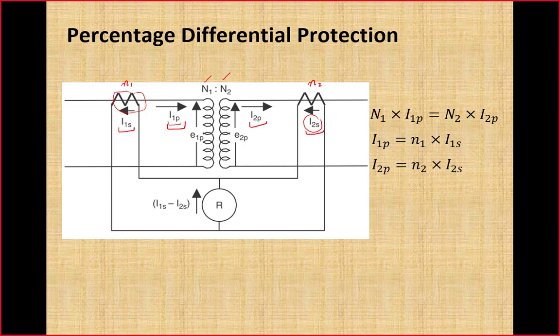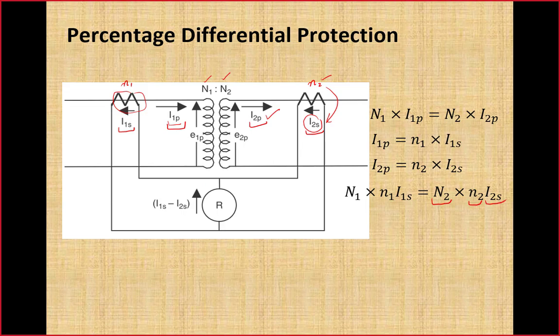Similarly, I2P is equal to this CT ratio multiplied with the secondary current, which gives this primary current I2P. If we substitute the values of I1P and I2P in terms of the CT secondary currents, the above equation will take this shape: the number of turns of the main transformer into the CT ratio over there, multiplied by the CT secondary current, is equal to the number of turns on the winding 2 side, the CT ratio over there, and the CT secondary current.